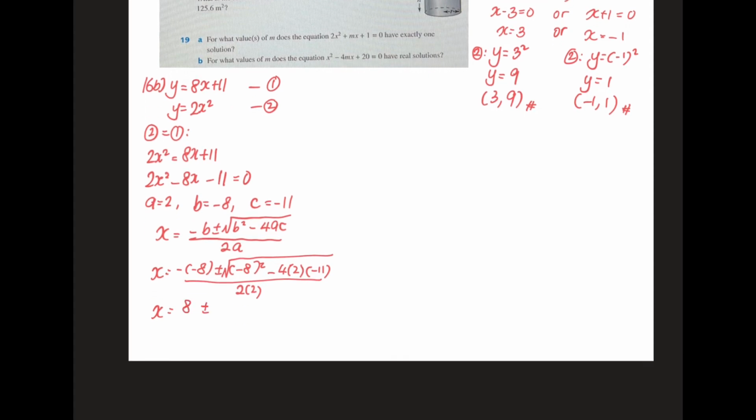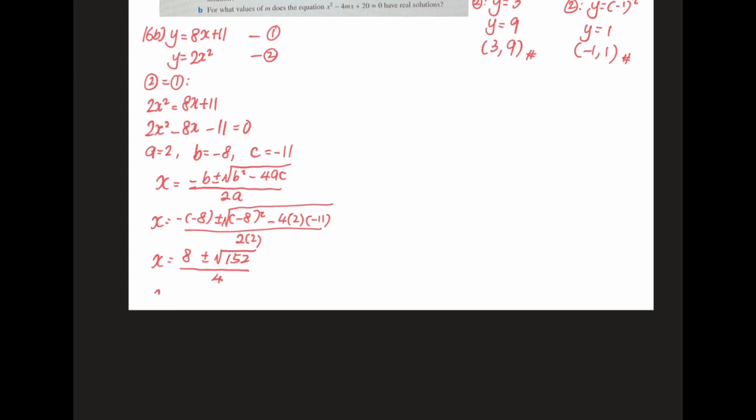Okay, then we count this. We start from the calculation of everything in the square root. We have 64 minus 4 times 2 times minus 11. So we have square root of 152, square root of 152 over 4. Okay, then we have to separate them.